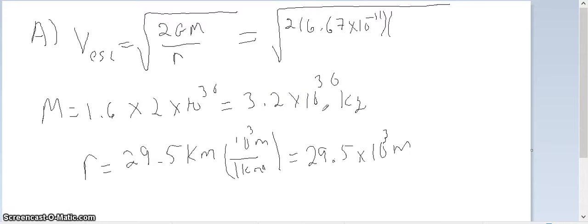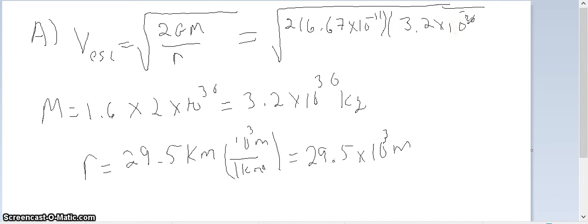And so that's the mass, so I can actually write that in here. So that becomes 3.2 times 10 to the 30th.